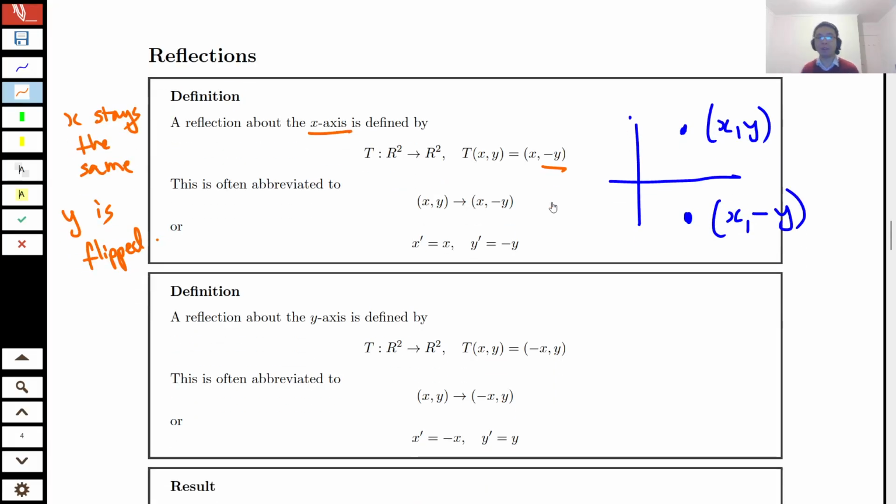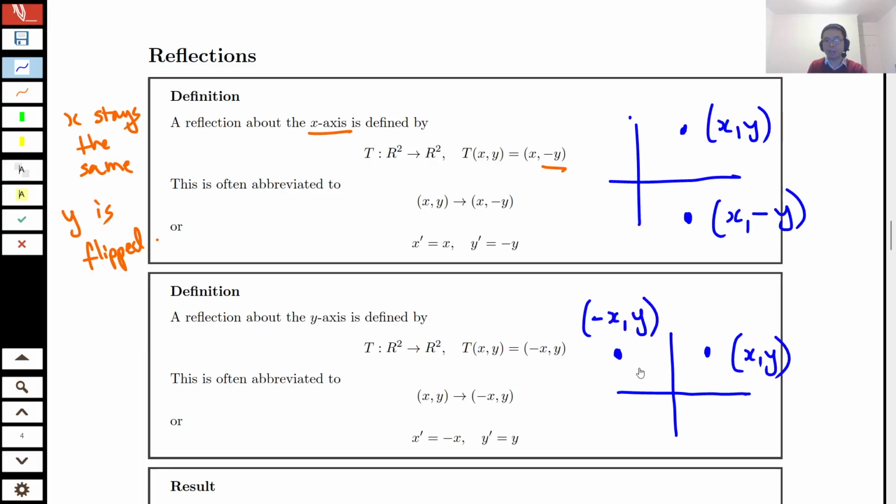Same thing with a reflection about the y-axis. This time, my image is obtained by a reflection about the vertical line, the y-axis, and my new coordinate is now negative x. So this time, if I reflect about the y-axis, x is flipped, and y stays the same.